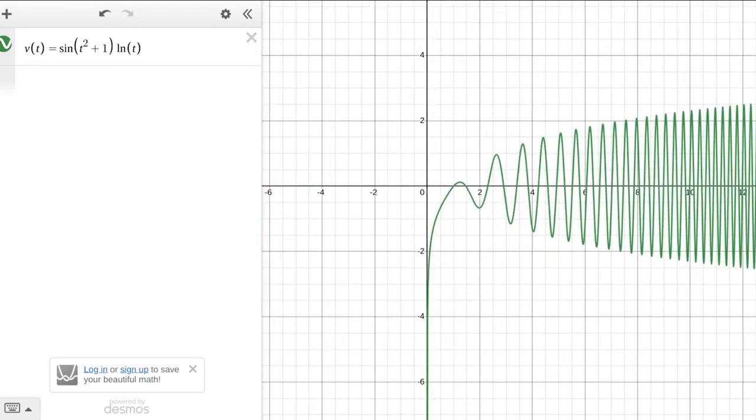So anyway, we want to find the integral from 1 to 4 was what the problem asked for. And we can't really find it using geometric formulas or anything like that. We're not going to do a series. What we're going to do is just let the calculator compute it for us.